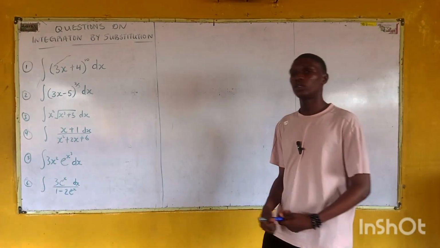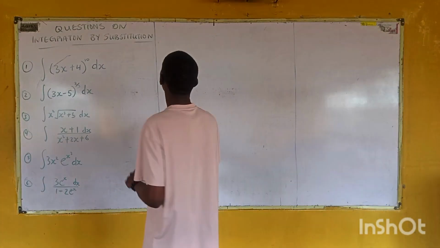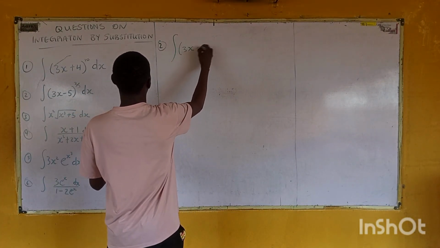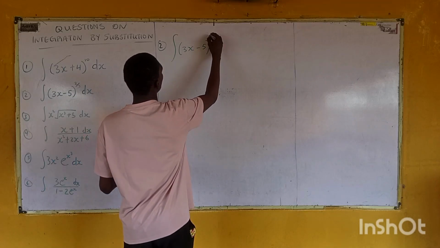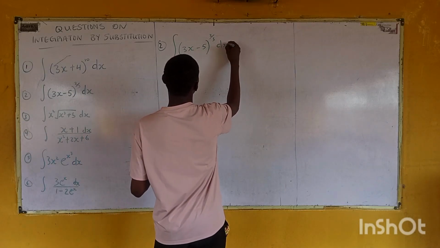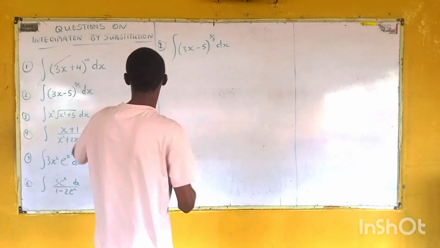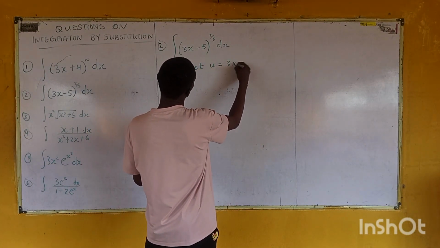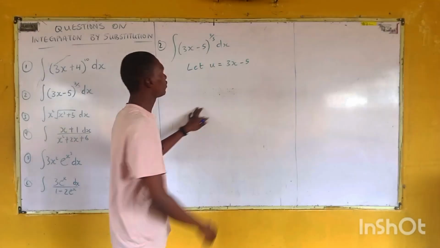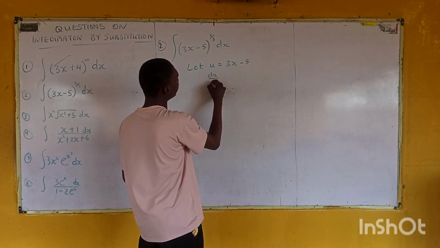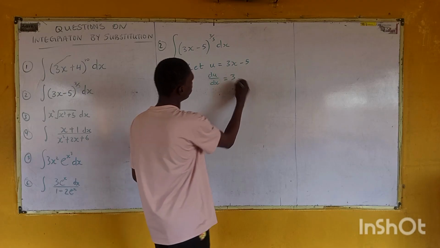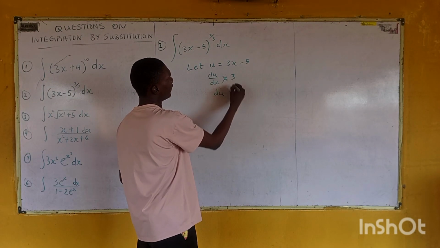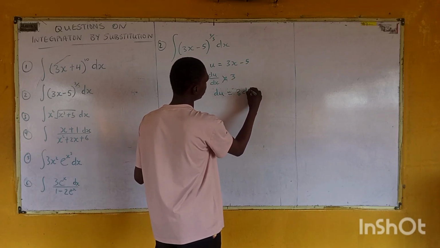Now question 2 on integration by substitution. Our question 2 is the integral of (3x - 5) raised to power 2 over 3 dx. Applying the same method, let u be equal to 3x - 5. Then du over dx is equal to 3. If du over dx is equal to 3, we can cross multiply and have du equal to 3 dx.